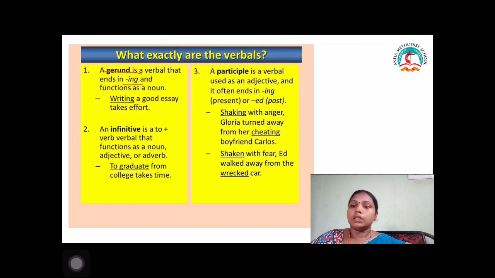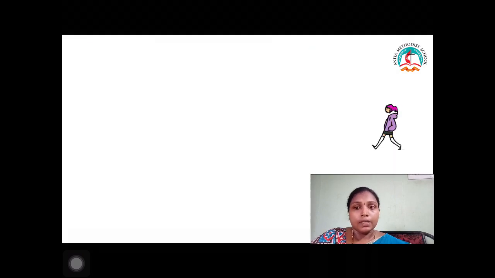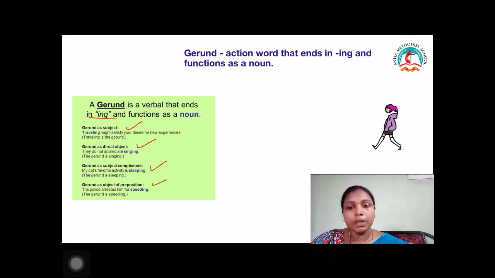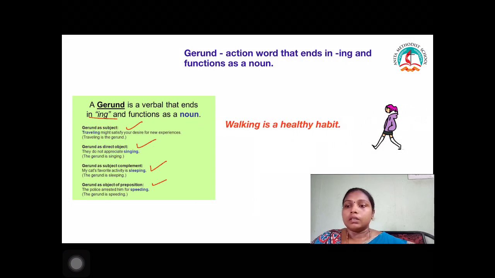Let's move on to the definition of gerund. Gerund is a verbal that ends in ing and it also functions as a noun. And there are four types of gerunds: gerund as subject, gerund as direct object, gerund as subject complement, gerund as object of preposition. One more example: walking is a healthy habit. Here, walking acts as a noun, it ends in ing, so it is called gerund.